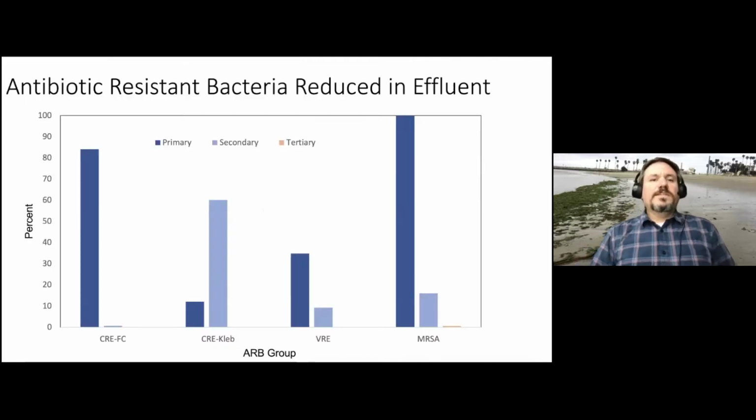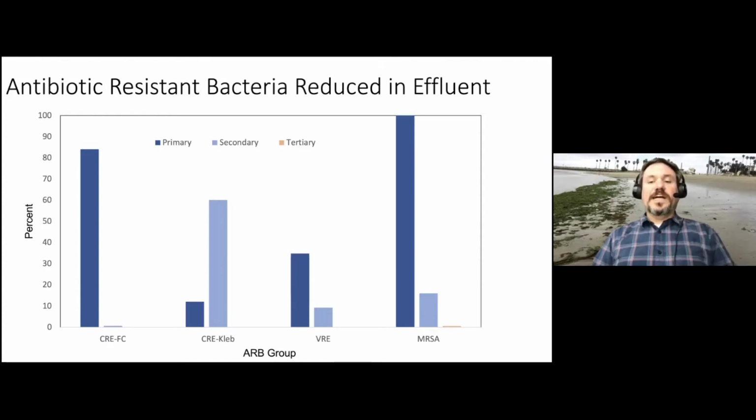When we looked at the viable bacteria, we looked at both the bacteria coming into the sewage plant, the influent, and coming out in the effluent. And what we found is there was a reduction in nearly every case in the high priority groups we looked at. So for the carbapenem resistant bacteria, we found a 20% reduction, or 80% in the effluent was in the primary. Once you got to secondary and tertiary, that was reduced down to less than 1%.